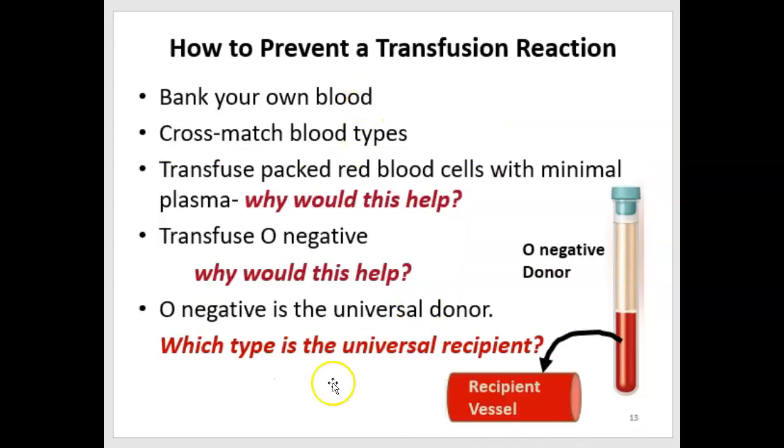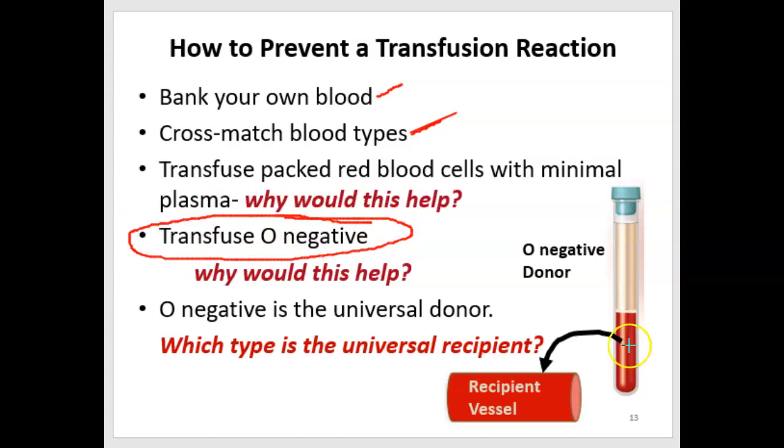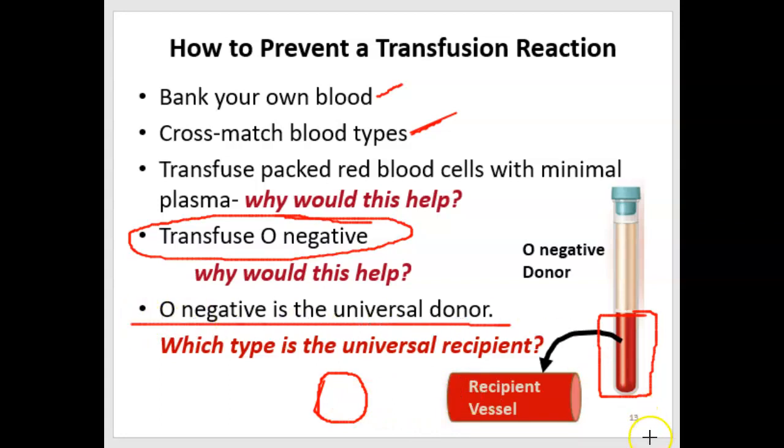Now, you can prevent a transfusion reaction by banking your own blood, as well as doing this blood type and only transfusing the right thing. The other thing is you can just always transfuse O negative. And if you transfuse just O negative red blood cells, what you're transfusing is red blood cells that don't have A's, don't have B's, and don't have RH. Therefore, O negative is the universal donor.